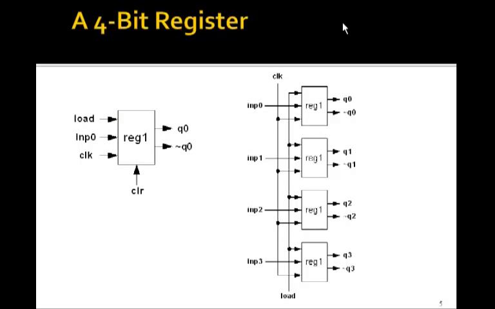We can make a 4-bit register out of 4 1-bit registers by putting a common load signal to each one. So when load goes high, they all get loaded. Q0 gets input 0, Q1 gets input 1, Q2 gets input 2, Q3 gets input 3, all in parallel. And we also have a common clock signal. So on the rising edge of the clock, all 4 inputs will get latched into all 4 outputs of this 4-bit register.